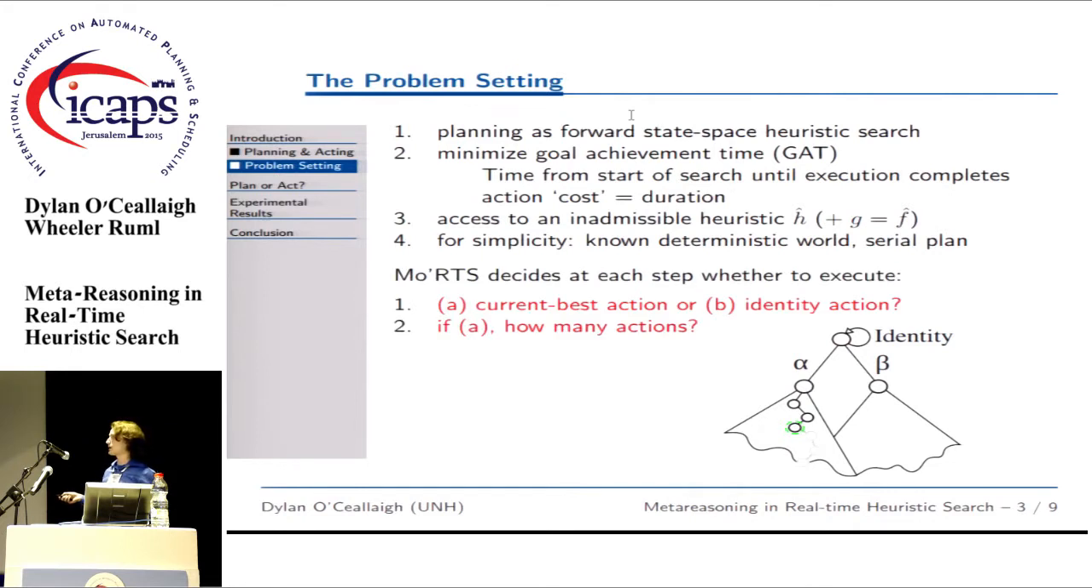Now, our algorithm, MoRTS, addresses this problem setting by considering two core decisions. First, if we have an identity action immediately applicable, and we have two immediately applicable actions, alpha and beta, where alpha appears to be the better of the two according to our heuristic estimate, should we simply emit alpha now, or should we instead emit an identity action and use the time to deliberate further and determine whether or not alpha is in fact better than beta as we believe it to be?